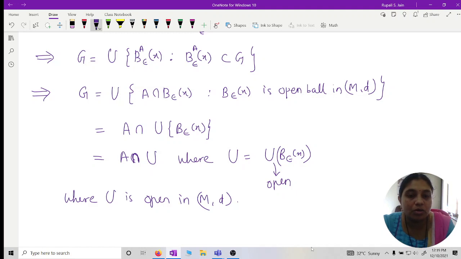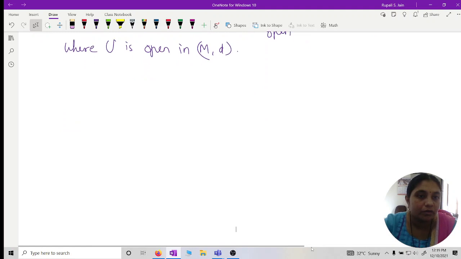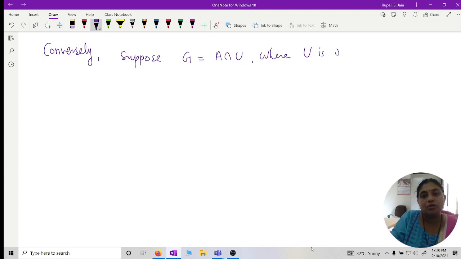Okay. So conversely we have to prove. Conversely, suppose G is equal to A intersection U, where U is open in M, or MD you can write. Okay. Now what I want to prove? My claim, or what I want to prove? G is open in A. I want to prove G is open in A.